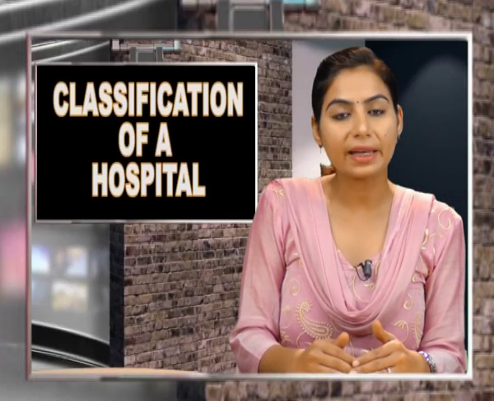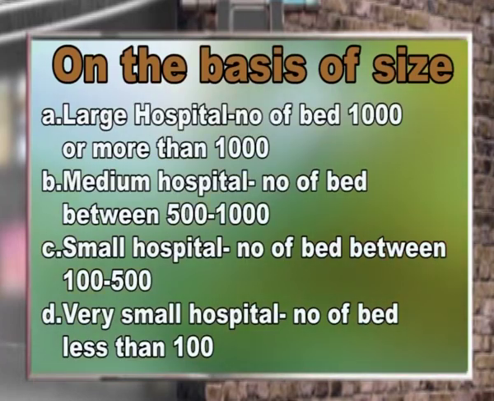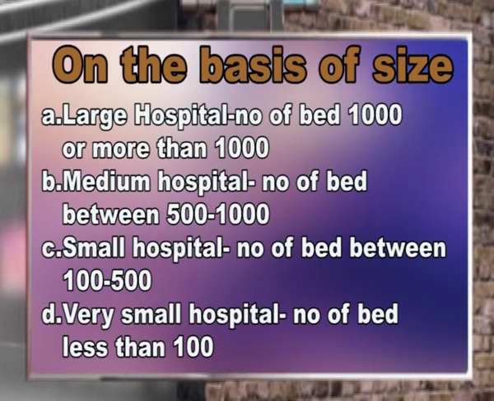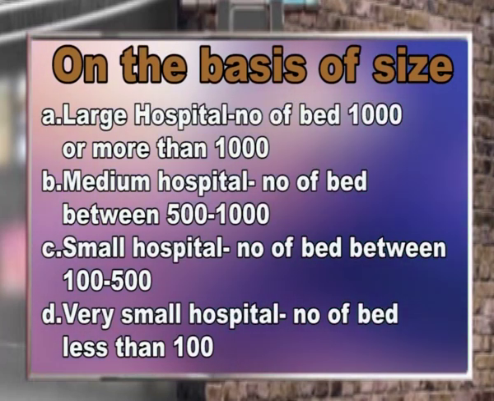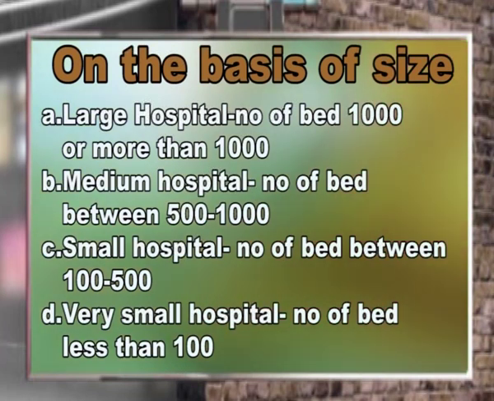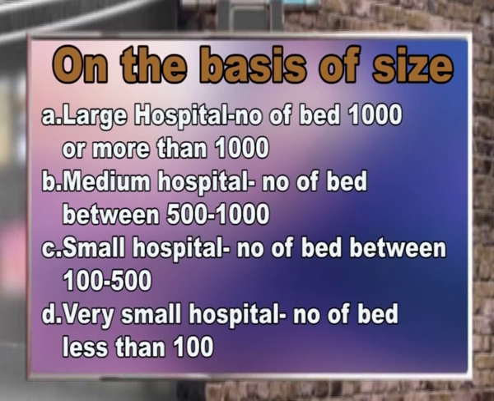On the basis of size, a large hospital has a number of beds of 1000 or more than 1000. Medium hospitals have a number of beds between 500 to 1000. Small hospitals have a number of beds between 100 to 500. Very small hospitals have a number of beds less than 100.